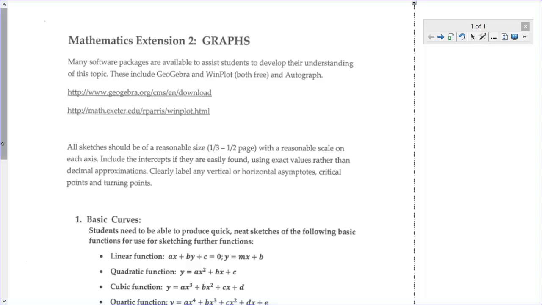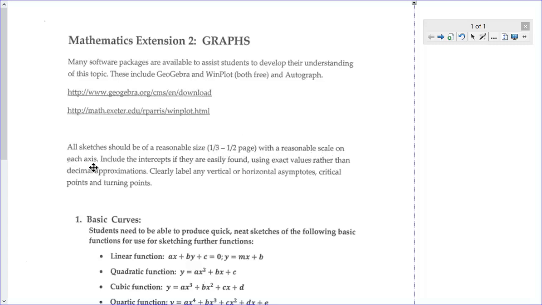Okay, just a reminder that in any question, if you are asked to sketch, you need to make sure they're at a reasonable size. Don't do anything smaller than a third. We're looking at a third to a half a page. Half a page, especially for graphs, I highly recommend for the HSC.